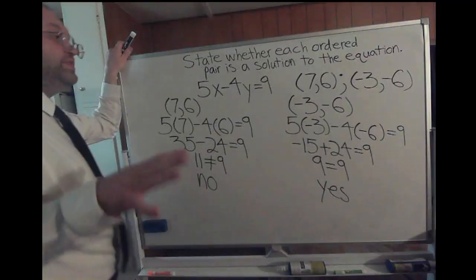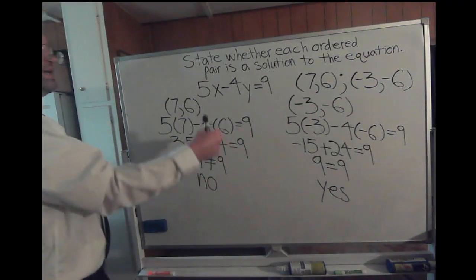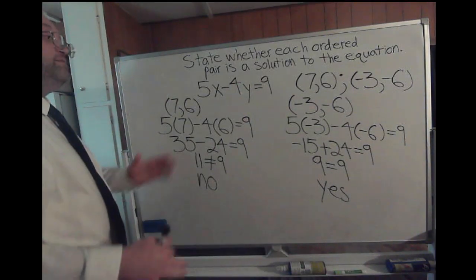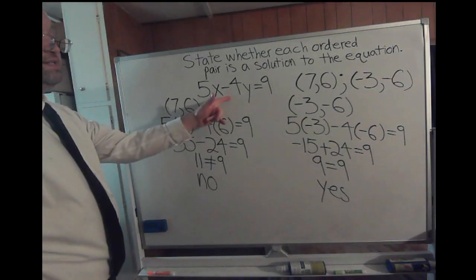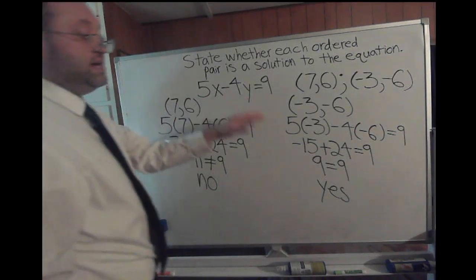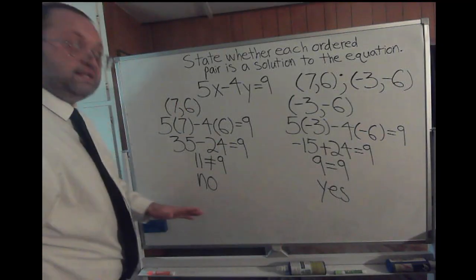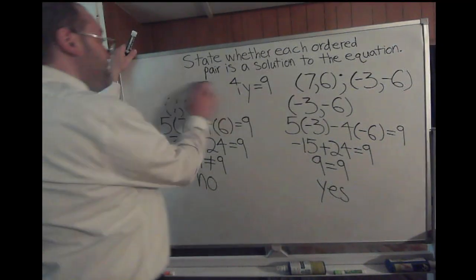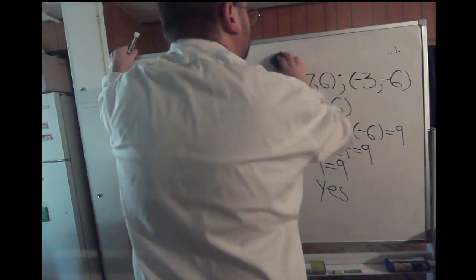So far for this part, you're just simply taking your x and y coordinates, plugging in the x value for x, the y value for y, and if your left side equals the right side, that ordered pair is a solution. If the left side comes up not equal to the right side like this one, that ordered pair is not a solution. So that's how you'll know. Alright, time for a little bit different problems here.